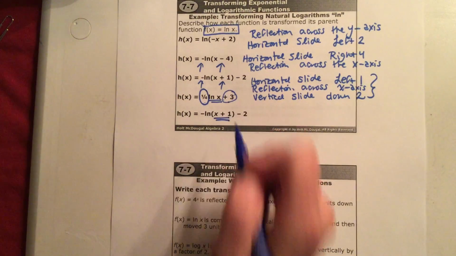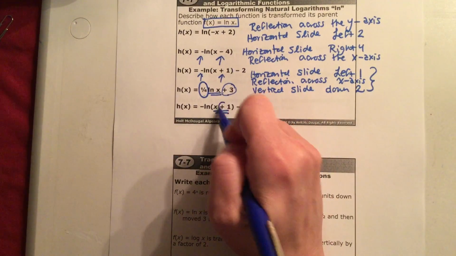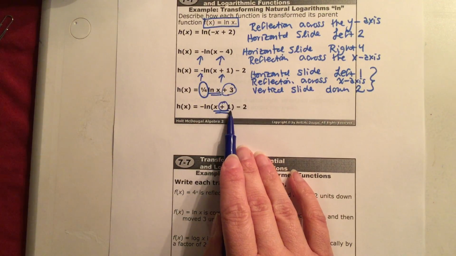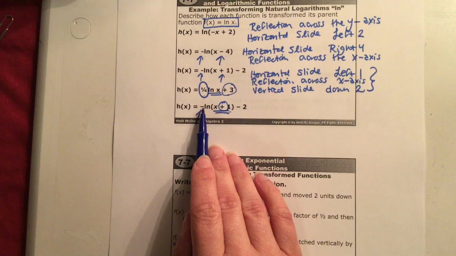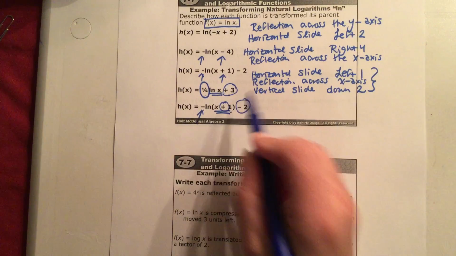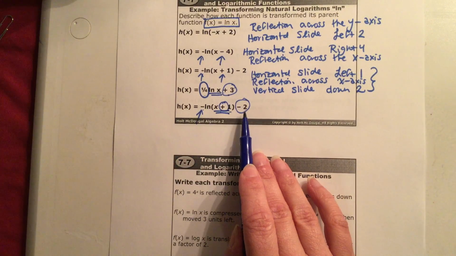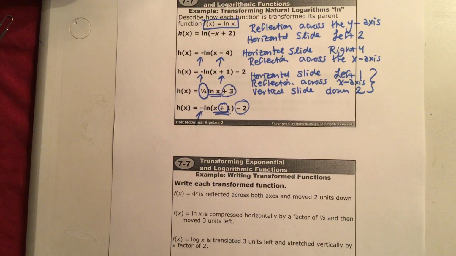Next one, in parentheses, I'm adding, so that's a horizontal translation. Because it's a plus sign, we're actually going to the left 1. Then there's a negative out front, so that's a reflection. Because it's out front, it's across the x. Then I'm adding or subtracting at the end of the problem, not in parentheses. So this is a vertical translation. Because it's -2, it's down 2. So we have looked at how to do transformations for exponential functions, logarithmic functions, and natural logarithmic functions.